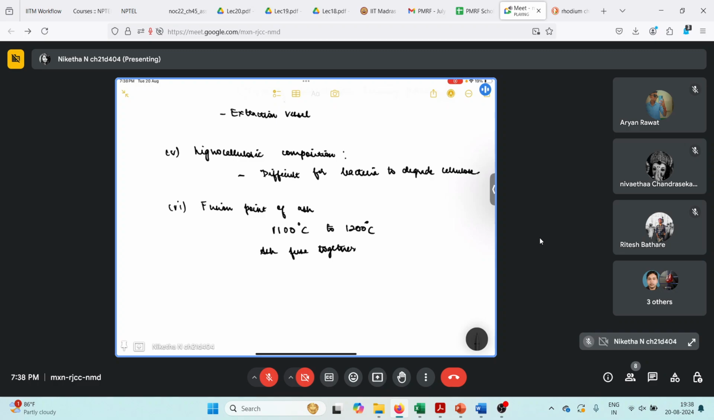Ash is usually powdery, but when we heat it to 1000 to 1200 degrees Celsius, it will form small solid substances like clinkers. These clinkers are like small stones or rocks which are very firm. They are not powdery like ash. So these clinkers will form. To test the fusion point of ash, which is the temperature at which it fuses together, we have to heat the sample up to 1200 degrees Celsius.